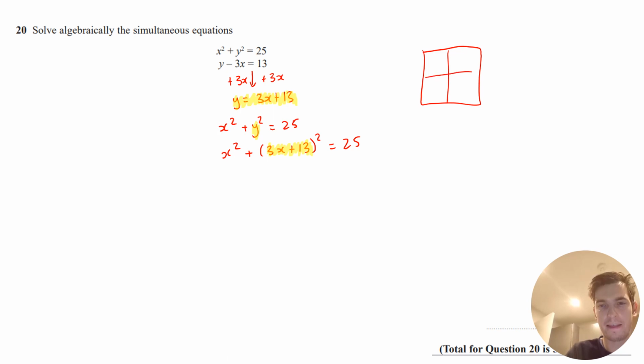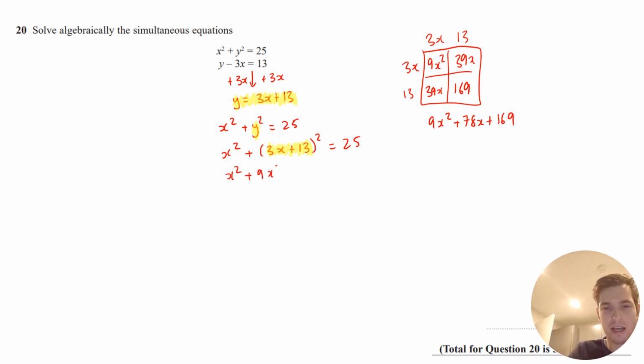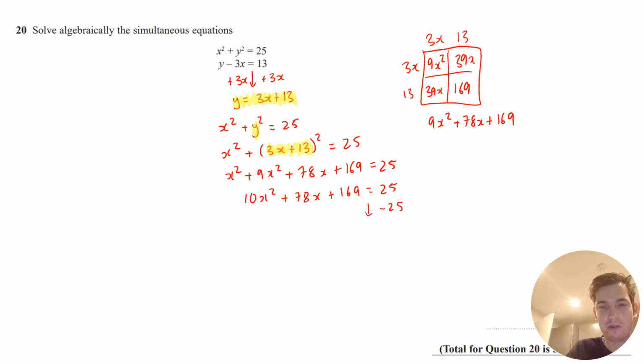So do it here. 3x, 13, 3x, 13. So 9x squared, 39x, 39x, 169. So that is 9x squared plus 78x plus 169. So x squared plus 9x squared plus 78x plus 169 equals 25. Add together the x squareds. And as we know, I need to make everything on one side equal 0. So minus 25 from both sides.